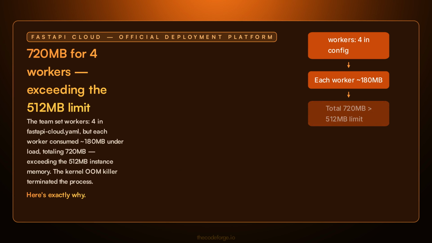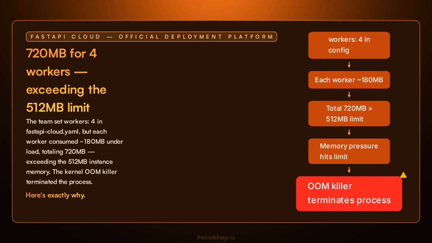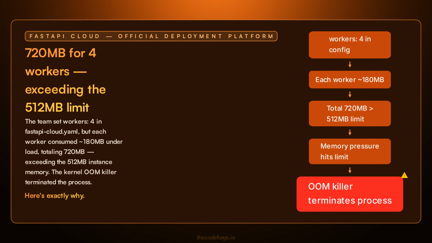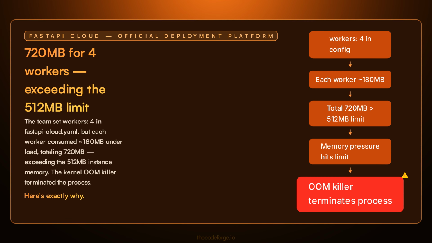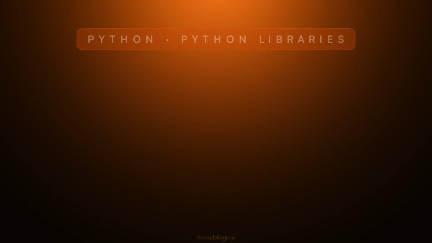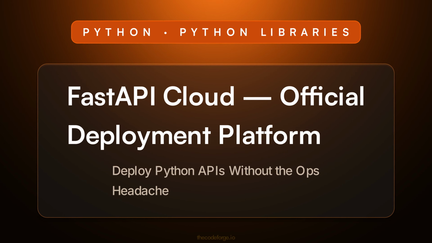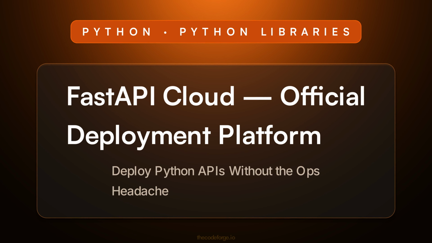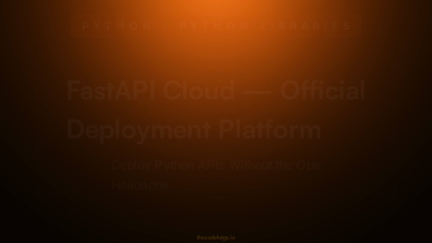Your API crashes every 30 minutes with "killed," and you've been blaming your code. But the real culprit? You set workers=4 on a 512 MB instance, and the OOM killer did the math for you. Let's break down FastAPI Cloud, the official deployment platform, how it works, and the exact mistake behind that failure.